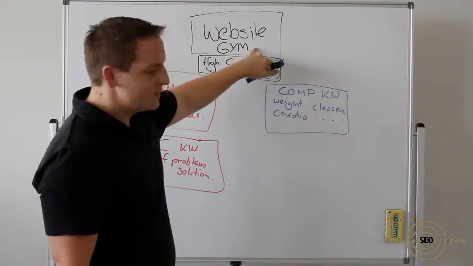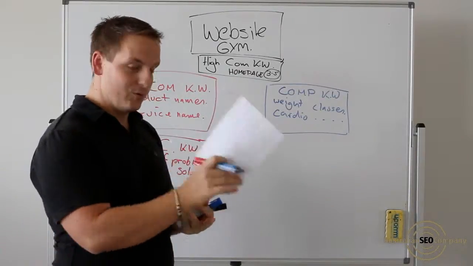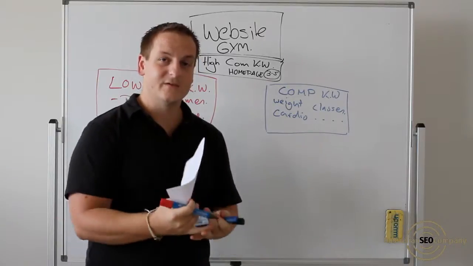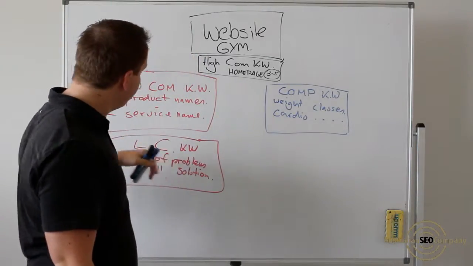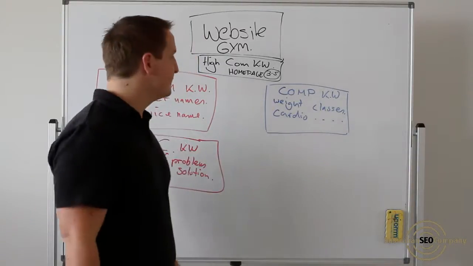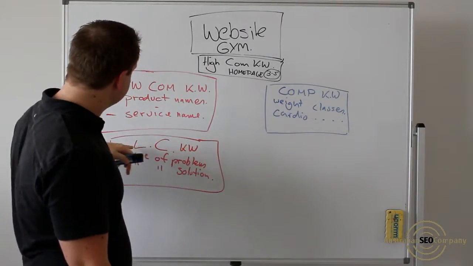Yes, they're looking for the gym, but what's the reason that they're looking for a gym? Are they looking for losing weight? Are they looking for getting healthy, getting fit? Do they want to drop 5 kilos? So they might be typing in how to drop 5 kilos. Now that's probably not going to be that competitive compared to weight loss, something like that. So these are the low competition keywords.